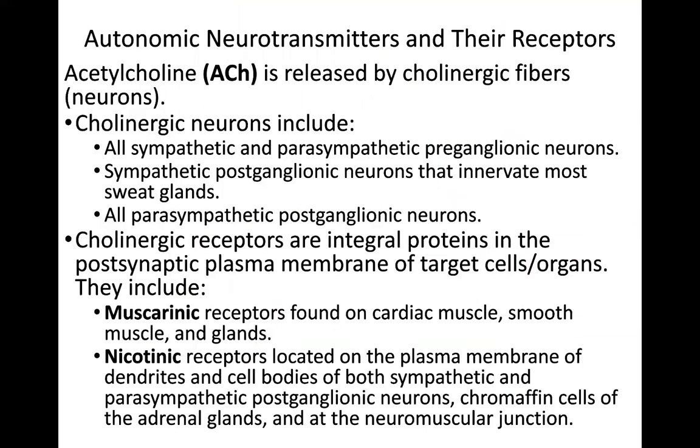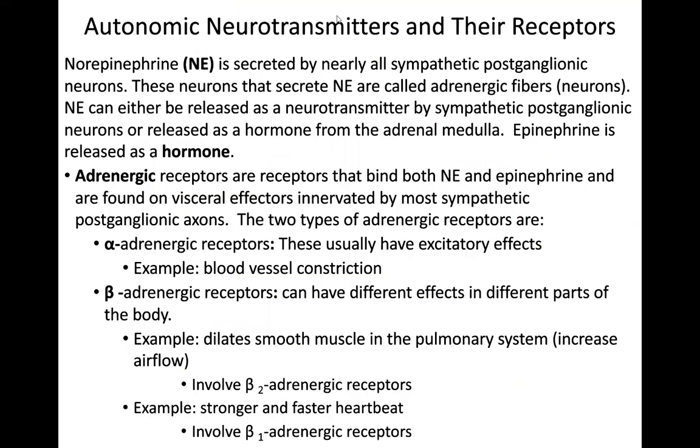Now, any neuron that releases norepinephrine is called an adrenergic fiber or adrenergic neuron. So that would be like that one that I just showed you. As I just mentioned, norepinephrine can be either released as a neurotransmitter by those sympathetic postganglionic neurons, or it's released as a hormone from the adrenal medulla. Whereas when we talk about epinephrine, we're describing it being released as a hormone because it's getting dumped in the blood from that adrenal medulla.